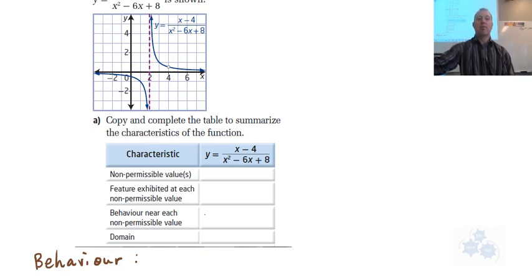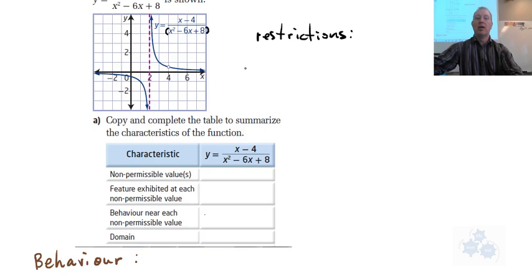Non-permissible values. Those are the restrictions, right? What are the restrictions on x? Restrictions on x come when we're trying to take the square root of a negative, that's no good, or when we're trying to divide by 0. Those are the two popular ones. Obviously there are no square roots in here, but there could be some restricted x values.